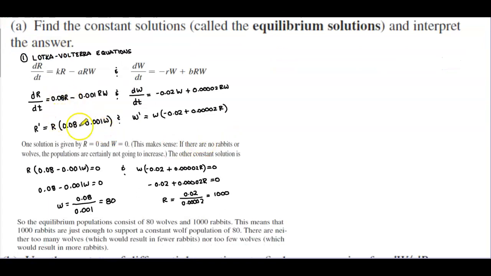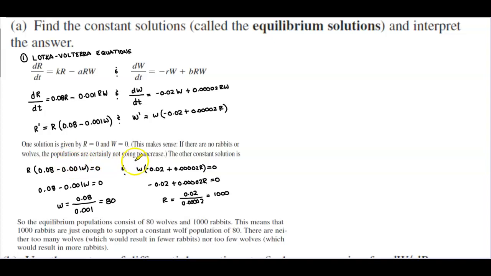And so another way of writing this is that r prime is equal to r times 0.08 minus 0.001 w, since we factored out the r. And on this side, we'd have w prime, which is equal to, factoring out the w, negative 0.02 plus 0.00002 r. Now, if we're talking about the equilibrium solutions, that's when r prime and w prime are equal to 0. So one solution is given by when r is equal to 0 and w equals 0. And this makes sense because if there are no rabbits or wolves, the populations are certainly not going to increase.